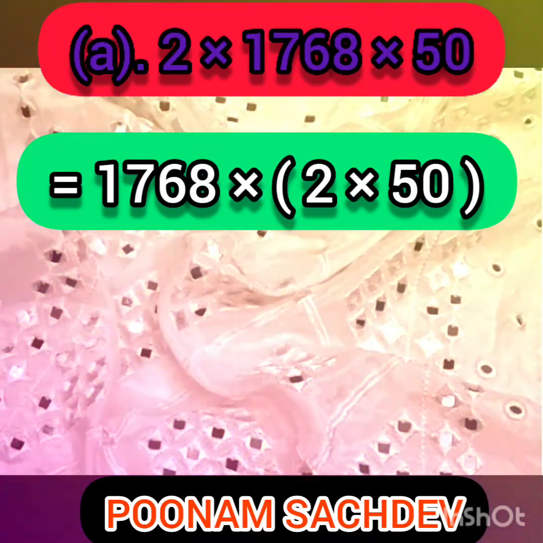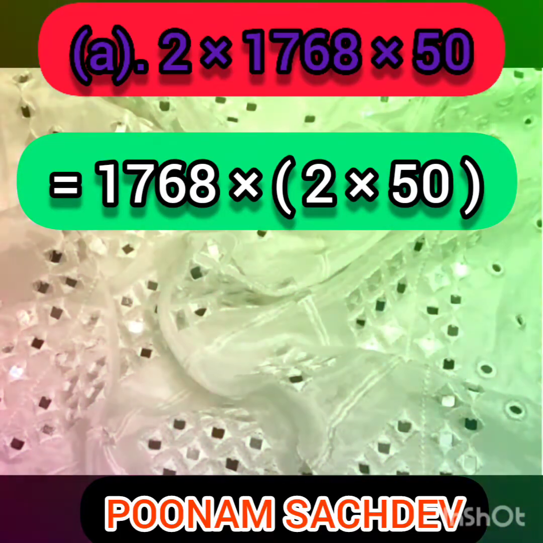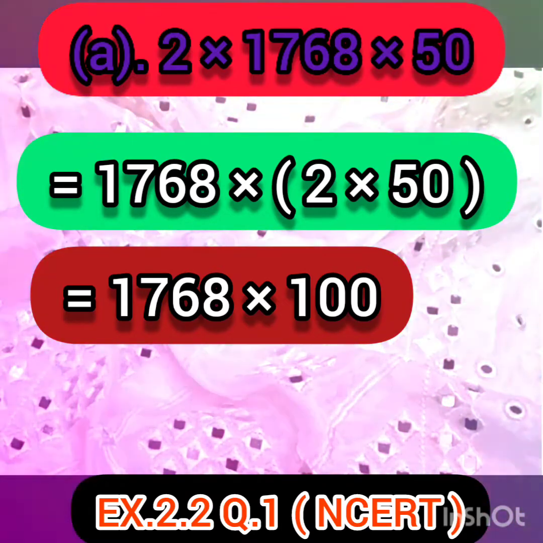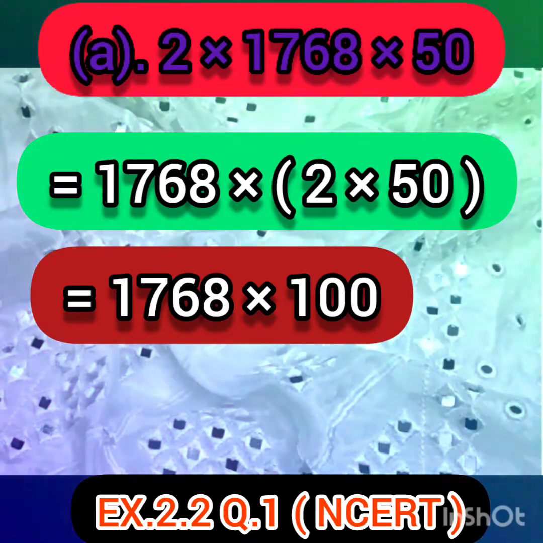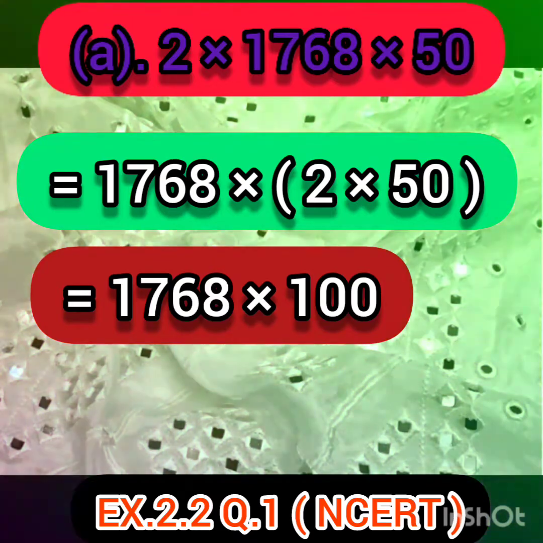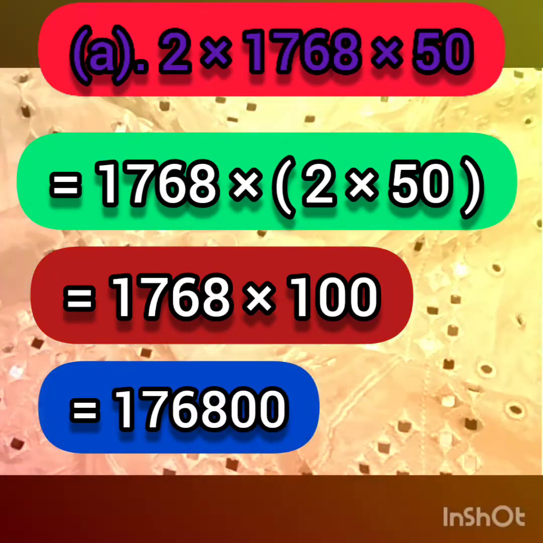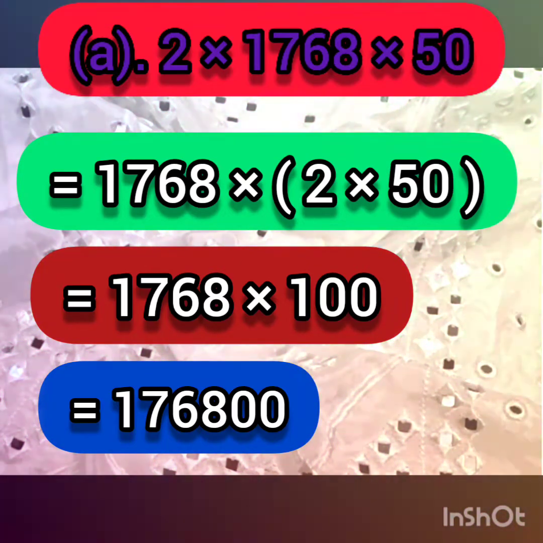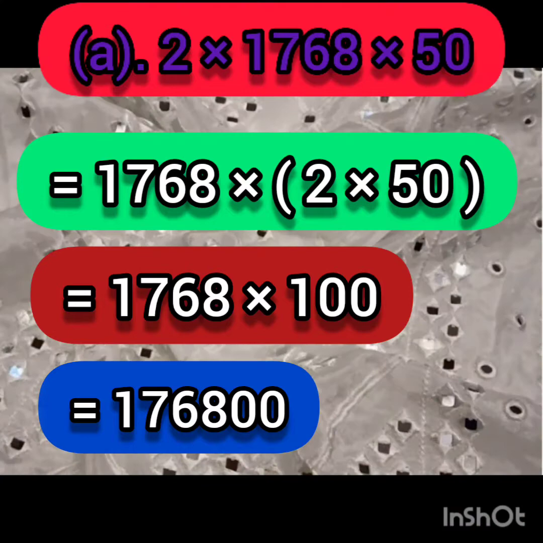Let's make a group of 2 into 50. The product of 2 and 50 is 100. So, let's multiply 1768 with 100. So, the answer is 1,76,800.